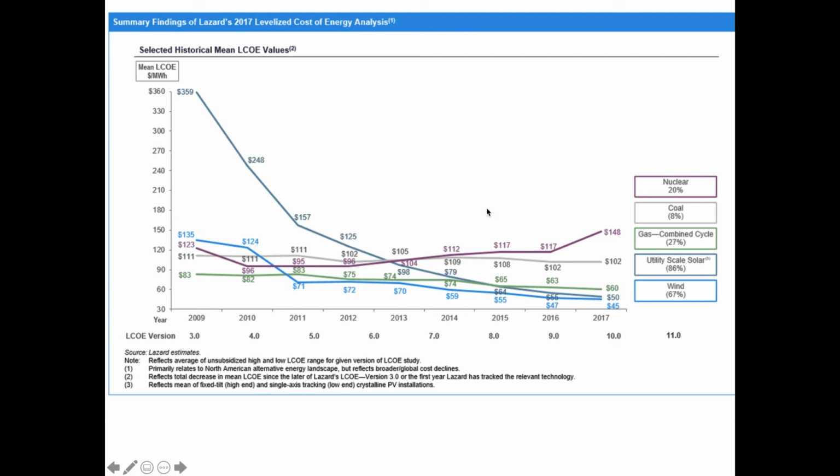And we see that in a number of different markets. Here I'm just comparing the LCOE in dollars per megawatt hour, which is the data on the y-axis, since the year 2009. And if we look at wind and utility scale solar, as of 2017, if we look here lower right, they were the cheapest way to generate electricity. Cheaper than natural gas combined cycle in green, cheaper than coal here, and cheaper than nuclear.